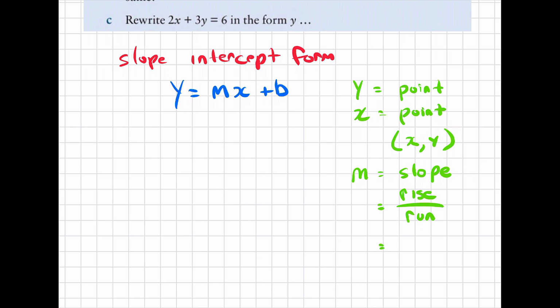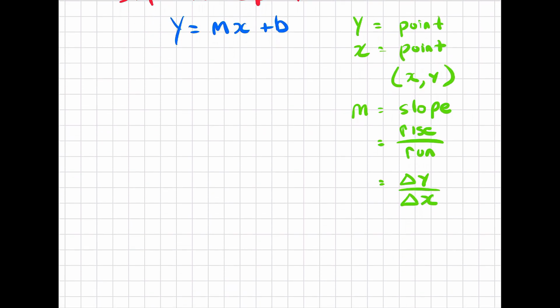And what is rise? Well, rise is going up and down. So that's the change in the y values over the change in the x values. And this will become important later if we're trying to plot points on a graph. And what is b? Well, b is what we call the y-intercept. So that's where it crosses the y line. So at that point, we know that x is equal to 0. So you can always find the y-intercept by using the value 0 for x.